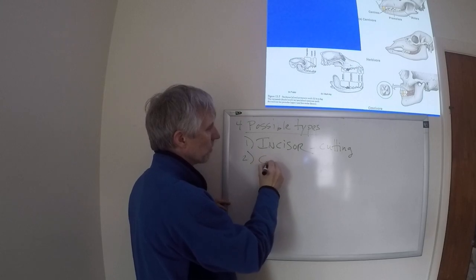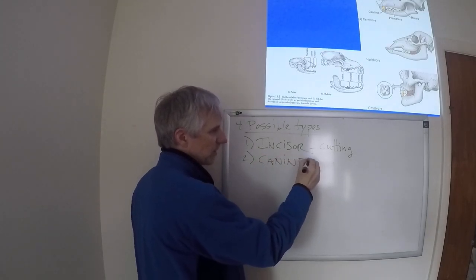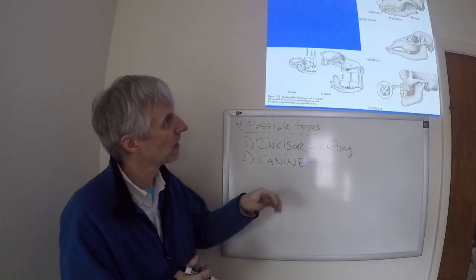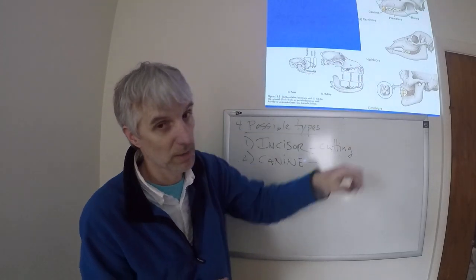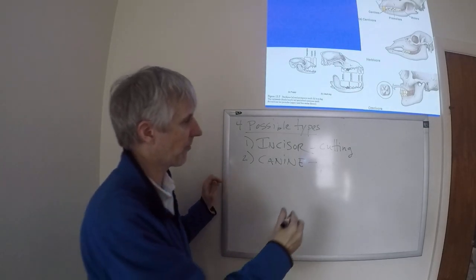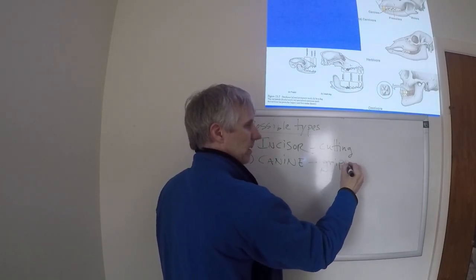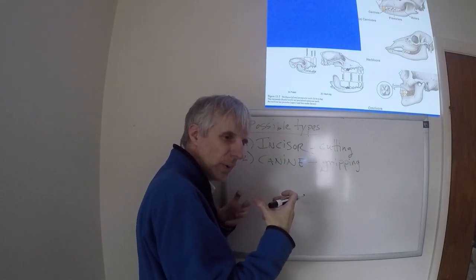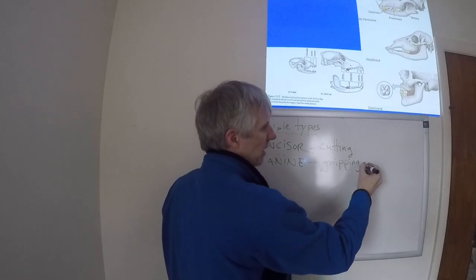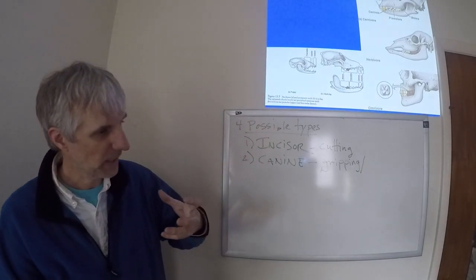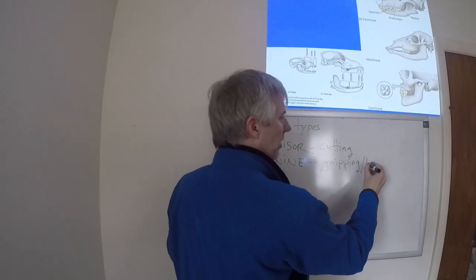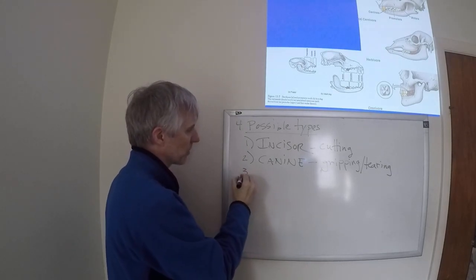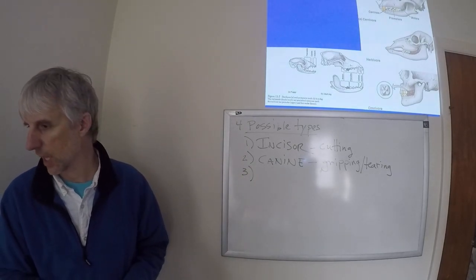Number 2, the canines. Canines are pointed and sharp, and they're used for gripping. So if you were a lion trying to hold on to a prey, you would use those canines to hold the prey in place. Same thing with a cat. And in addition to gripping, they're also used for tearing. So you could tear the food into smaller and smaller pieces by using those canines.